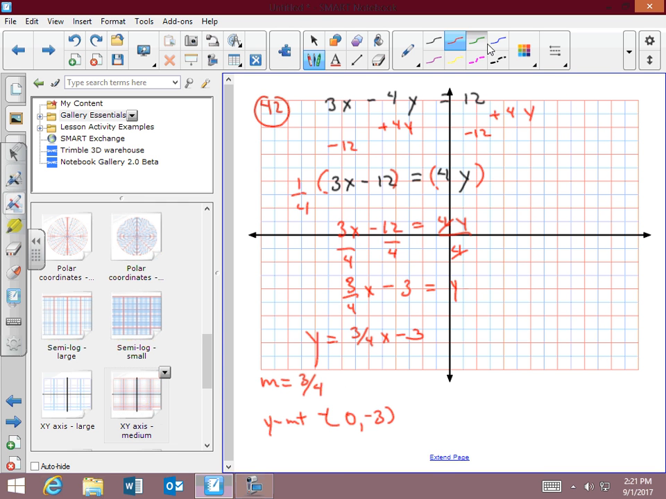So I'm going to have to graph it. 0, minus 3 is right down there. And now my 3/4 means from that point I go 4 right and 3 up. So I'll get right to there. And I'm ready to graph it.